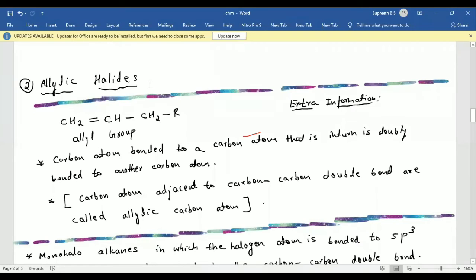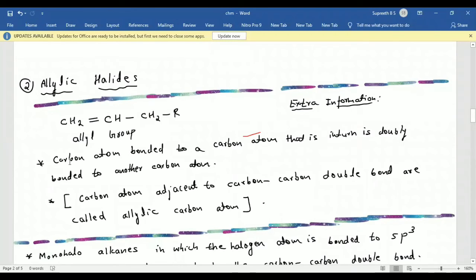Okay, then what are allylic groups actually? Allylic groups. Here we have one example, you can observe CH2 double bond CH2R. This is an allylic group. The general formula of an allylic group is CH2 double bond CH2R. This one is the general formula of an allylic group, not an allylic halide, an allylic group.